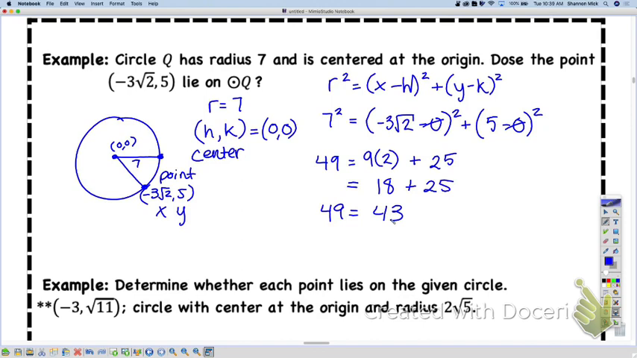Okay, so are those equal? No, they're not equal, so it's not on the circle. So does the point lie on the circle? No. So we write -3 square root of 2, comma 5 is not on circle Q. If it was, 49 would equal 49, correct? That's it. It's pretty easy, isn't it?